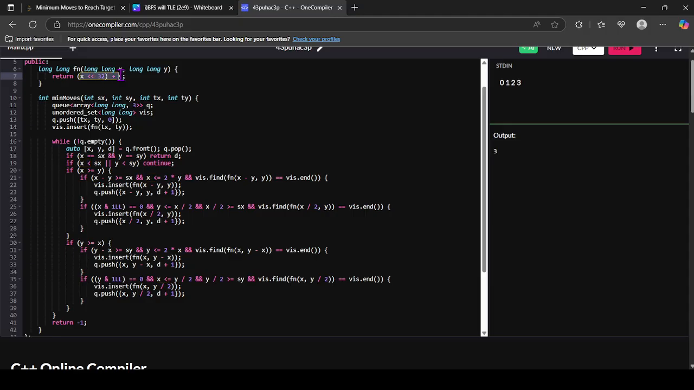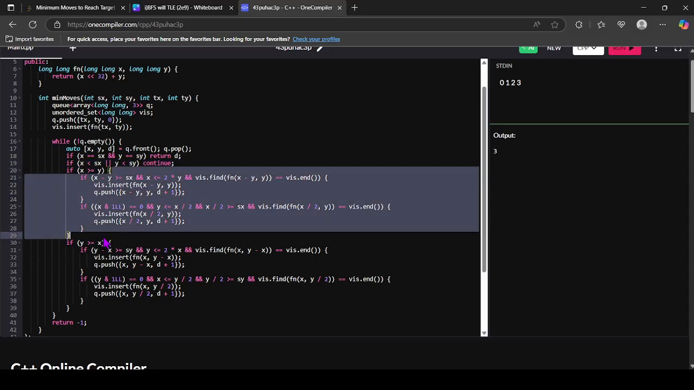So it is simply we are multiplying x by 2 power 32 and adding y, and simply while q is not empty, pop the front value, and if it is already sx and sy, return d, because we reached the present initial coordinate. And if it is less than sx or less than sy, it means that we are coming from bottom coordinates of sx and sy, which is not possible, so just continue because this is not correct.